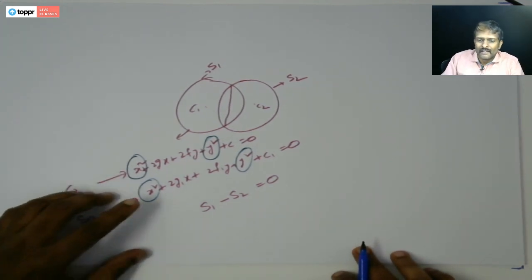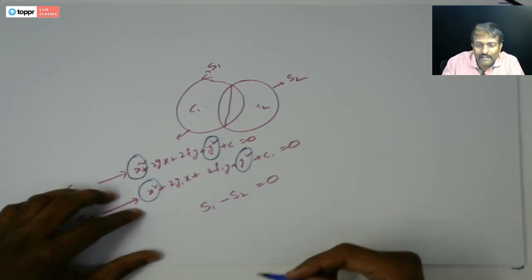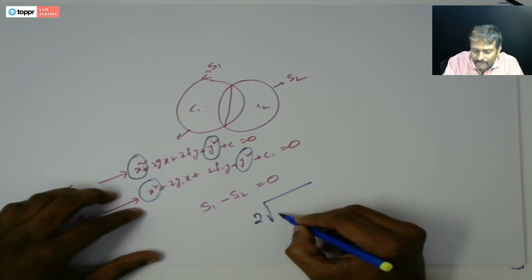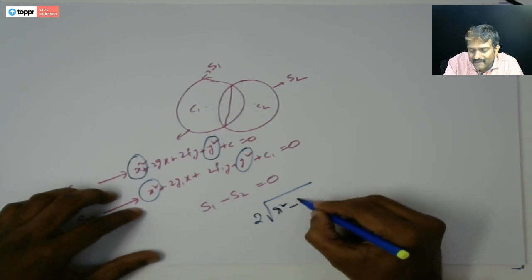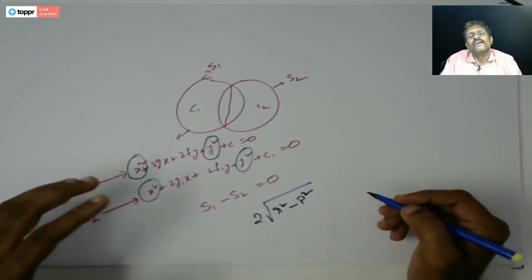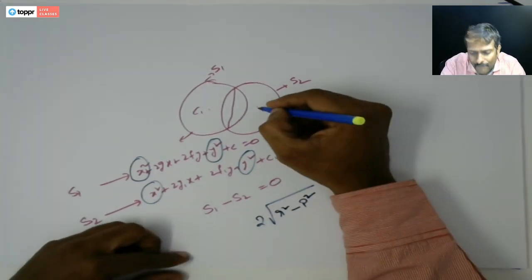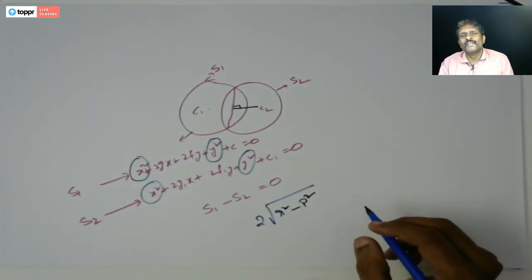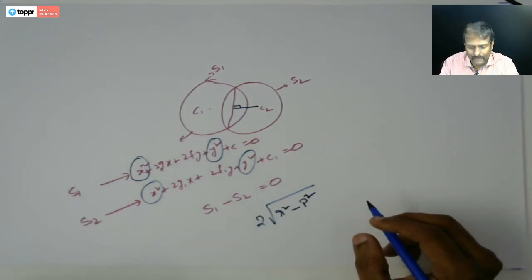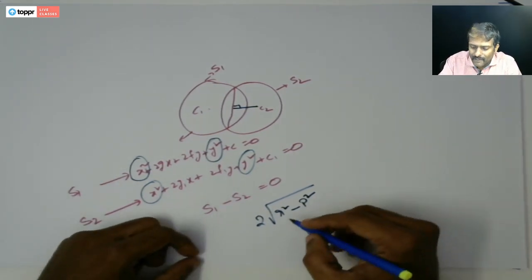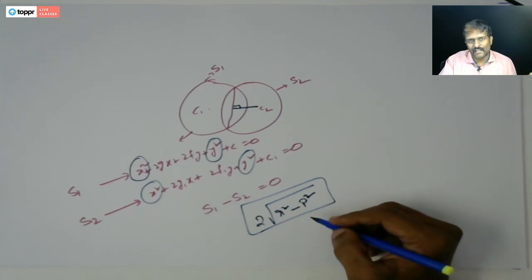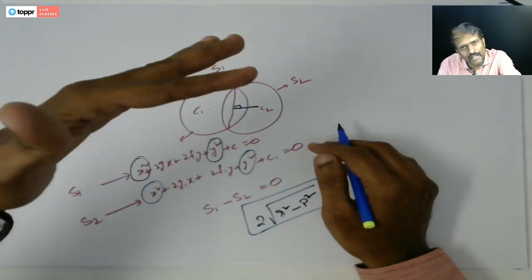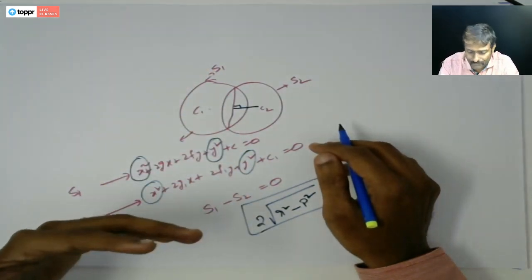You understand? Now the length of the chord we already have discussed. It is nothing but 2 times root of the radius square minus the length of the perpendicular from the center to the chord square. If you do this, you will get the length of the chord. This one we already discussed earlier. So now you understood how we got the length and the equation of the chord, correct?